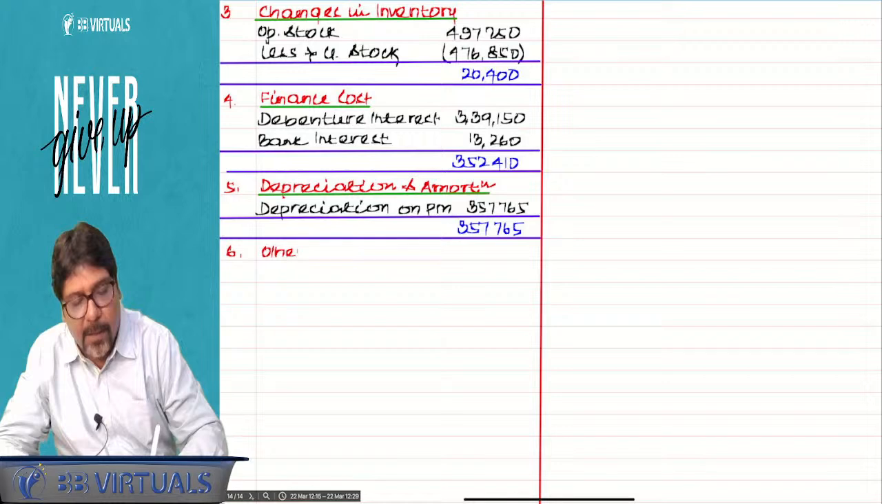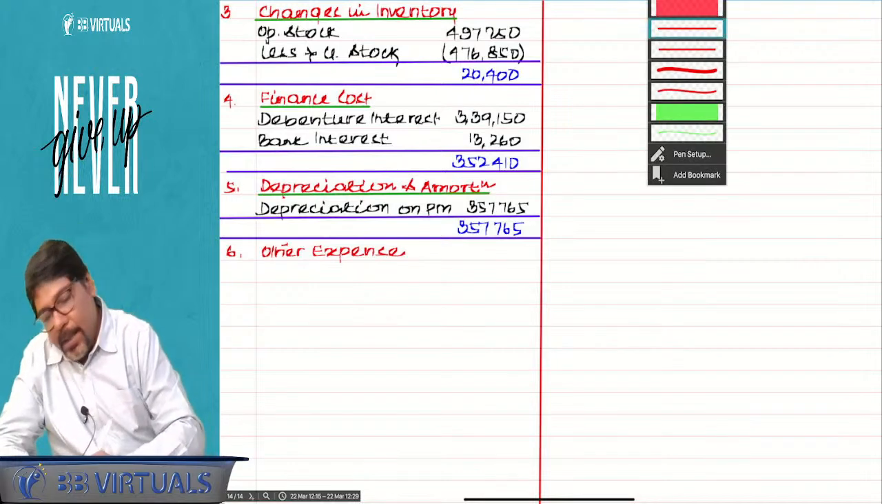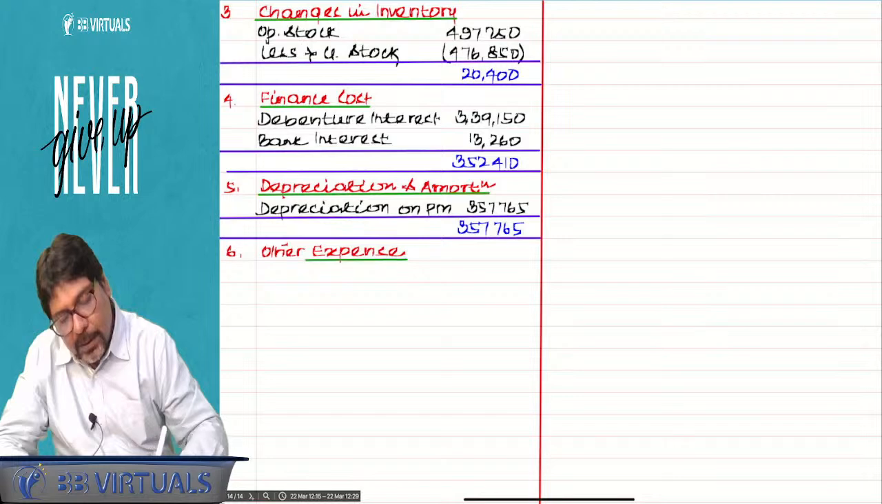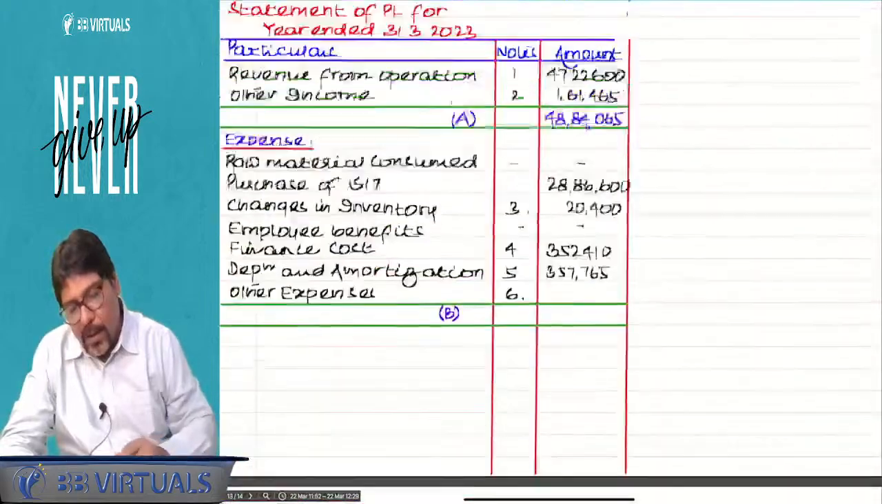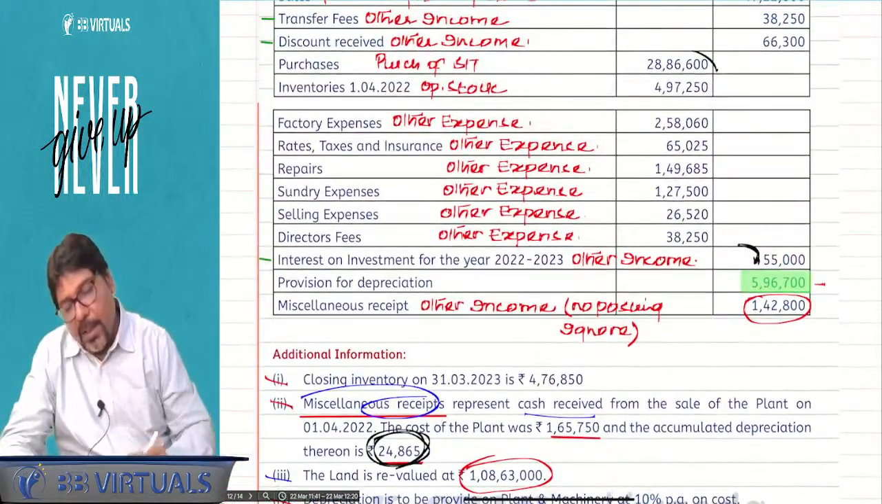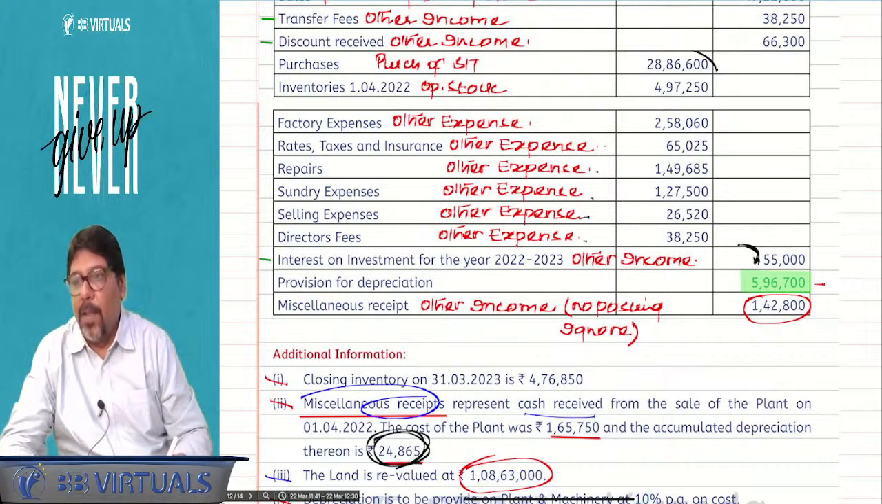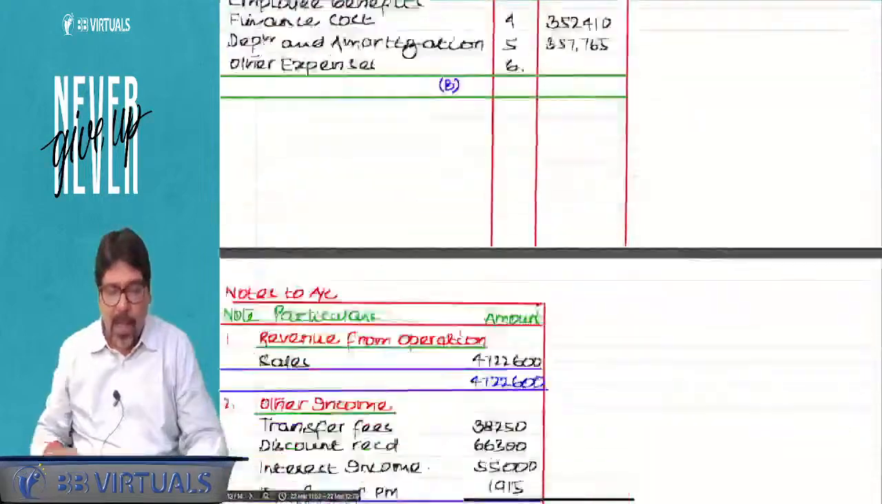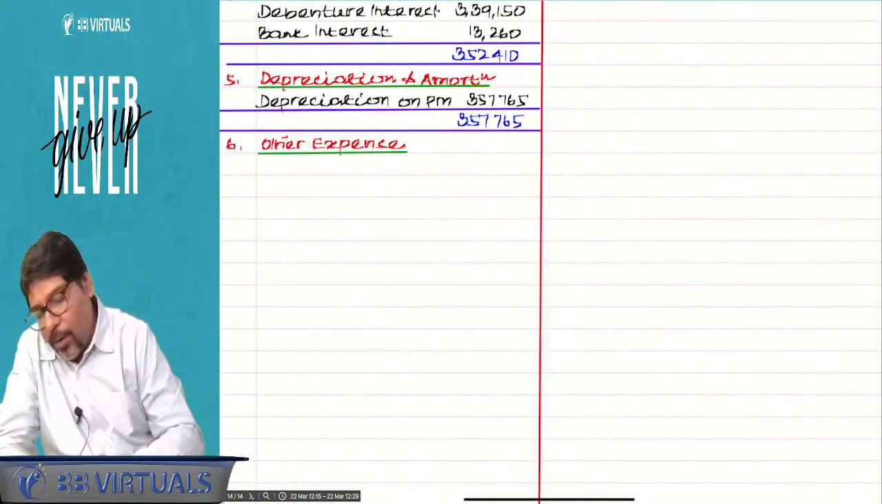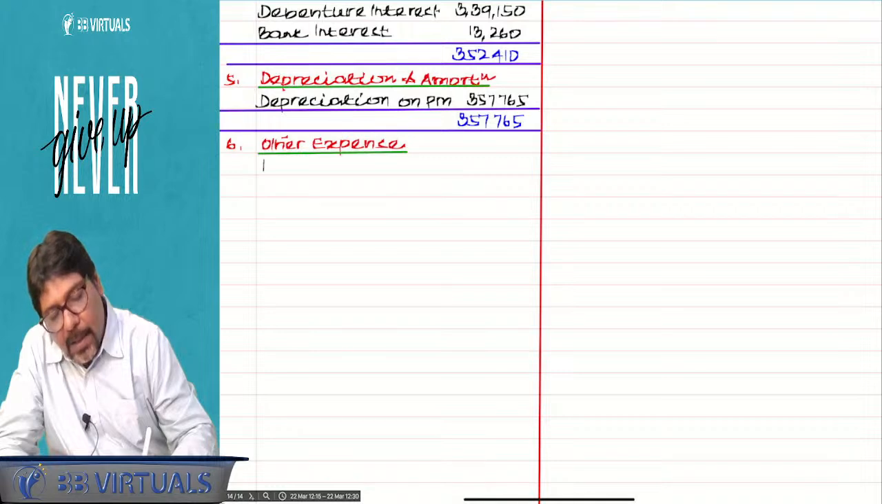Number 6, other expenses. Other expenses, so many are there. Here are 1, 2, 3, 4, 5, 6. Six are there: factory, rates, repairs, sundry, selling, directors' fees. All are here. Shall we add them? Yeah. What other option you have, sir? So keep writing and keep adding.